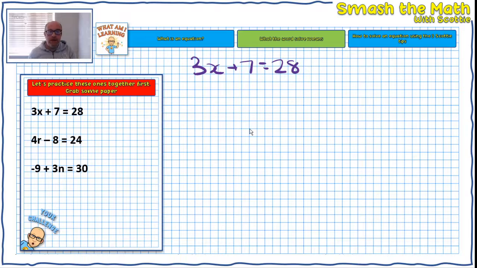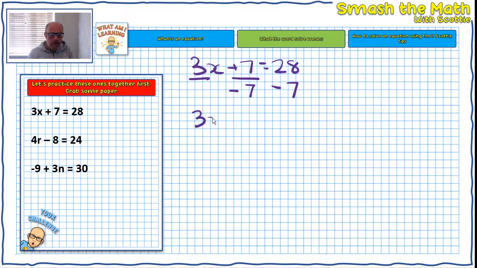So remember the tips. First thing, what do I need to get rid of to get x on its own? So I need to get rid of the 7, and I need to get rid of the 3. My coefficient, remember this is a coefficient. So I always get rid of the constant first, the number on its own. That's add or positive, so I'm going to take it away. And remember, I do that on both sides.